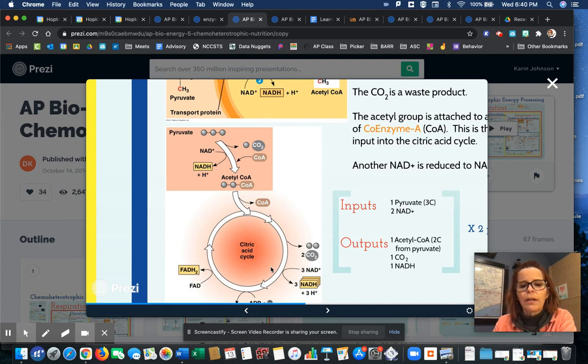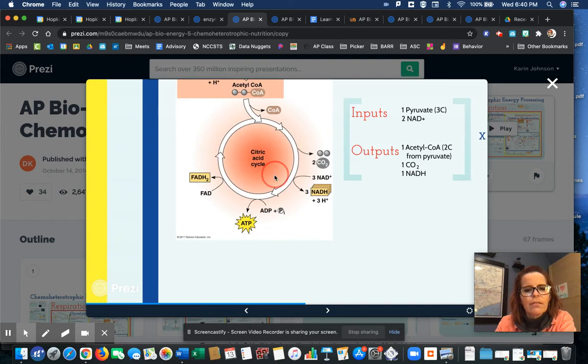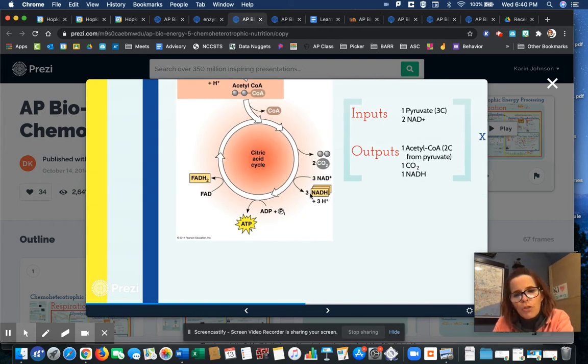That's our waste product. In the process, very, very importantly, we make 3 NADHs and we make 1 FADH2. I've got to say it right because the numbers are sometimes confusing. However, it turns twice. So really, we get 6 NADHs out of the deal and 2 FADH2s. Those are our electron shuttles. They're going to carry the electrons that they just got over to the electron transport chain and drop them off.